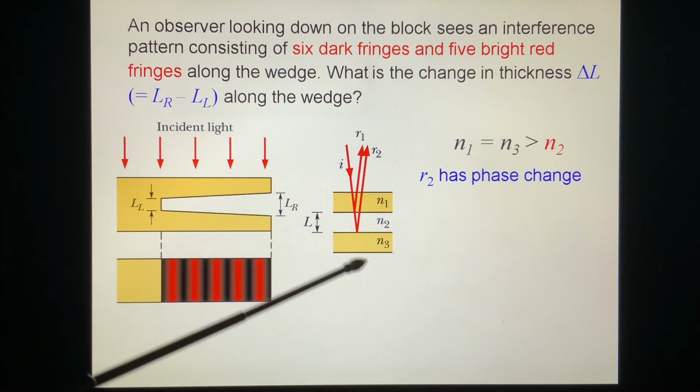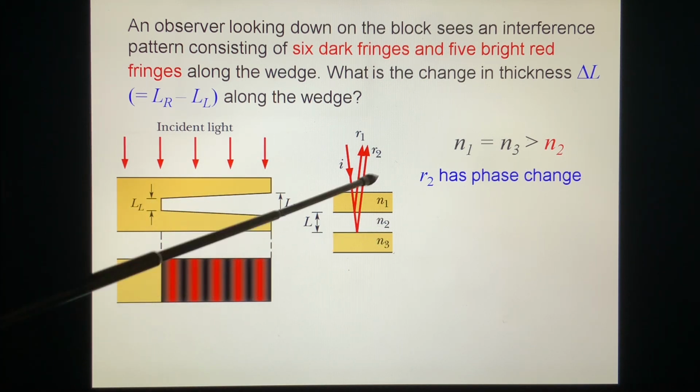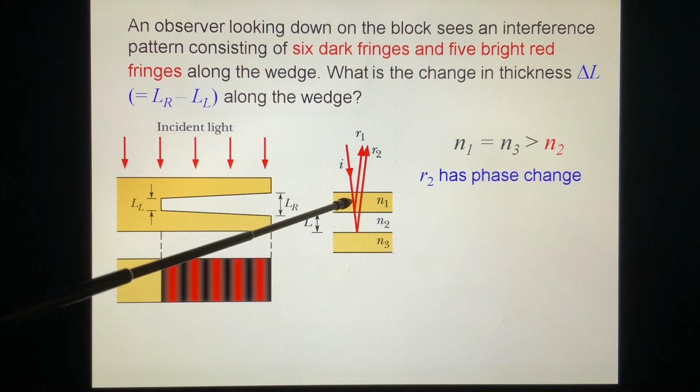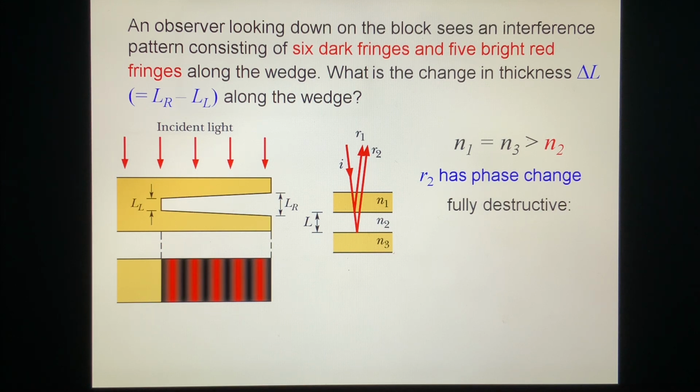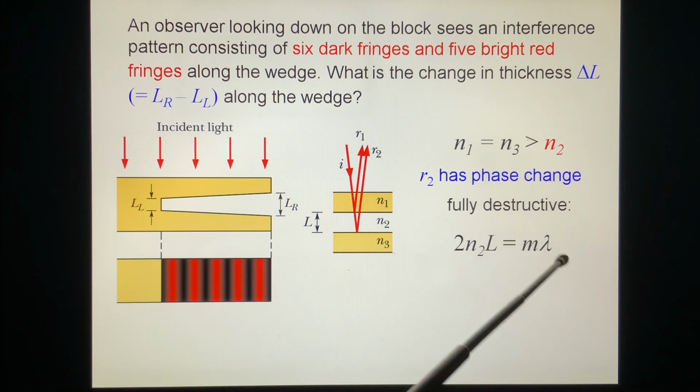If we look at this R2, going from low to high index means a half-wavelength phase change, and this one is not going to high, so we don't have a phase change. So only one has a phase change. What we see, the dark fringe, is fully destructive. That means the total length 2 N2 L equals the minimum condition, the formula we deduced above.